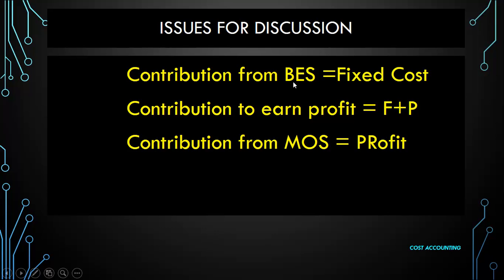So contribution from break-even sales is fixed cost, because at break-even sales there is no profit, no loss, so the contribution is just enough to recover the fixed cost. Contribution to earn profit is equal to fixed cost plus profit, and contribution for margin of safety. Margin of safety is excess of sales over the break-even sales. So by break-even sales you have recovered the fixed cost. So any contribution over the break-even sales or from the margin of safety is profit.